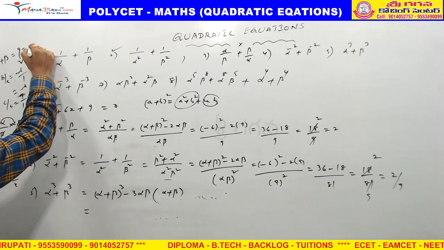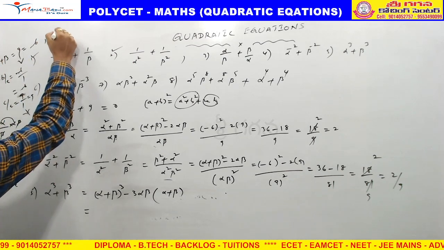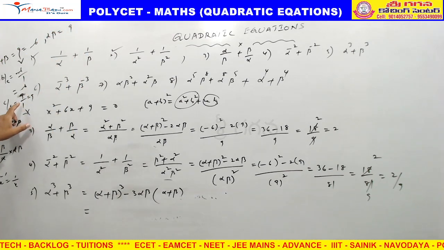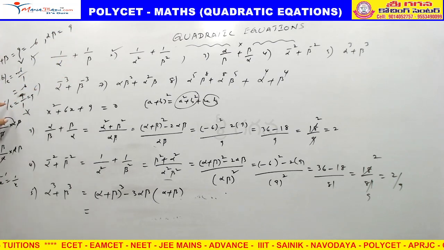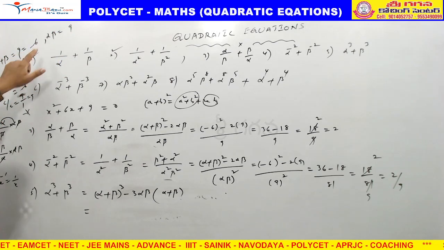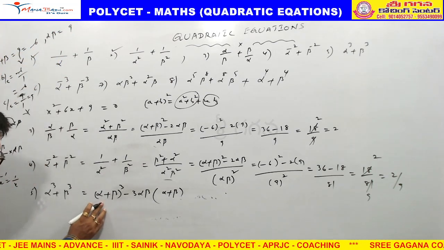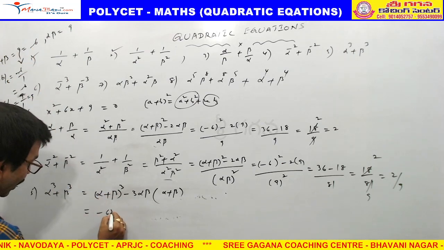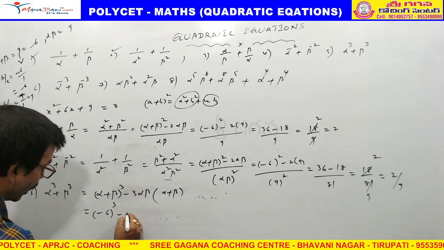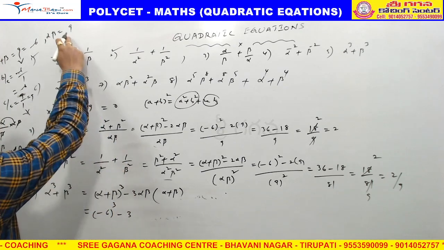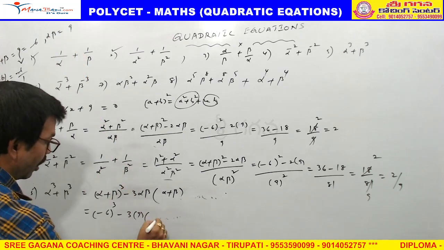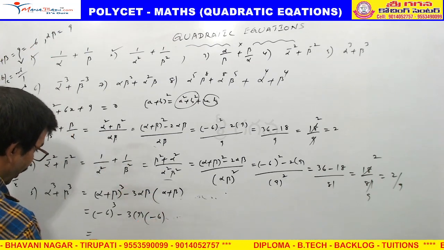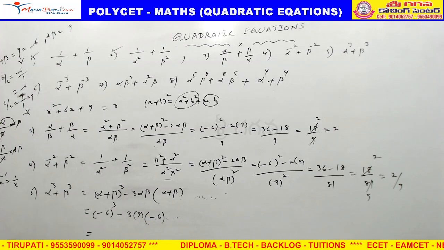Minus 6. The alpha beta value is already clearly written here, 9. How to get it? c by a. If we take c by a, you will get this answer. If we take minus b by a, you will get minus 6. I already said this clearly. So alpha plus beta whole power 3 means what you have to take? Minus 6 whole power 3 minus 3 into the alpha beta value 9, we'll take 9, again the alpha plus beta value minus 6. So minus 6 whole power 3.